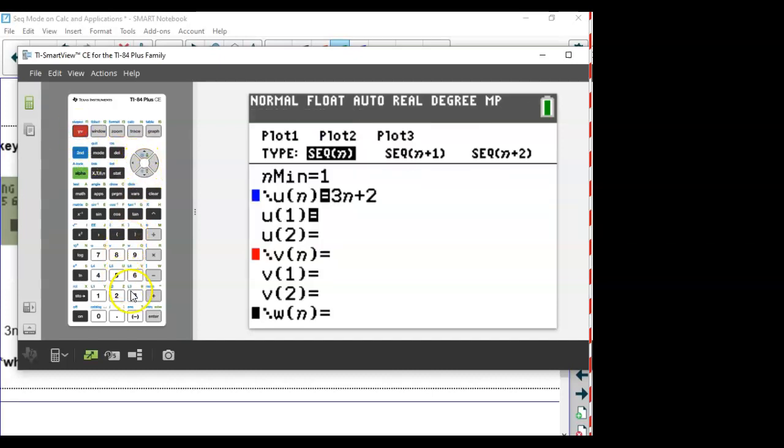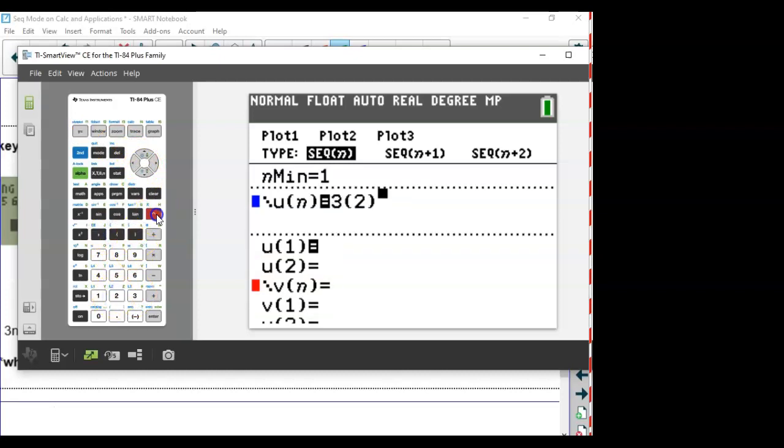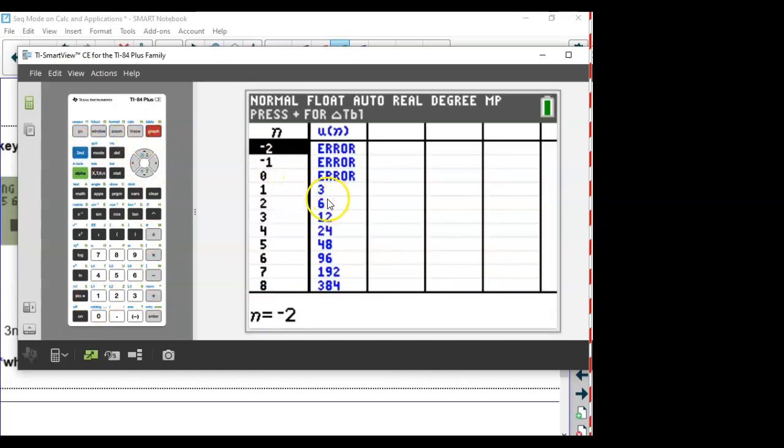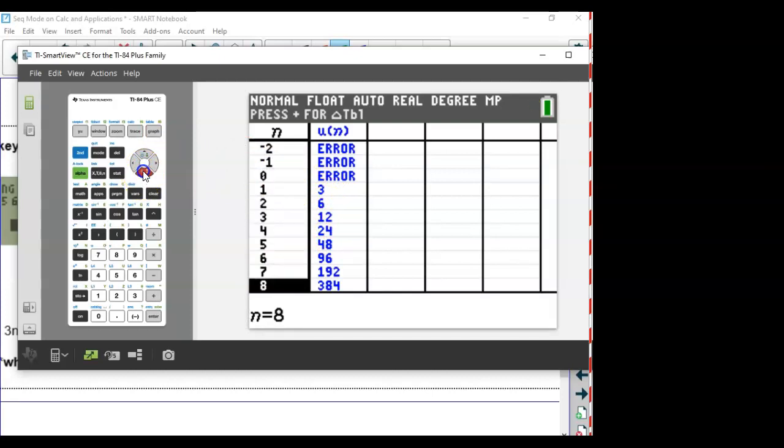The other one I just did, I forgot because I made it up. Was it like 3 times 2 to the n minus 1? We'll pretend it was. Okay, and then I could put that in, and it would say 3, 6, 12, 24. And again, you can't have negative term numbers. All right.